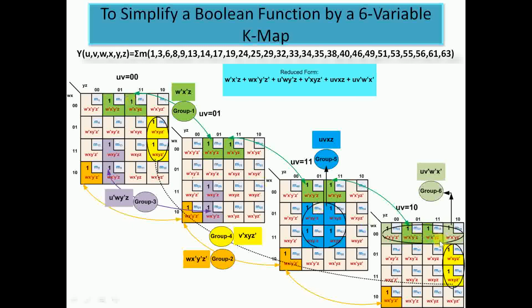Now, to make groups in a 6 variable K-map is somewhat difficult because we have to focus on all the maps, in the individual maps as well as across all the maps. So first of all, you can see different colors. First we focus on the cells which are colored with green color.